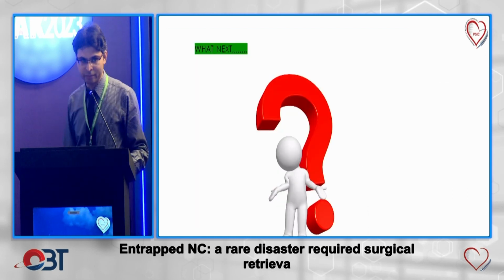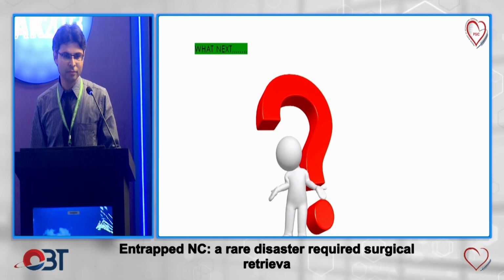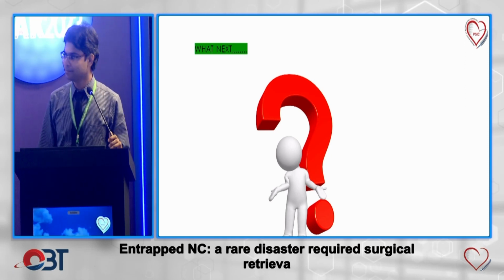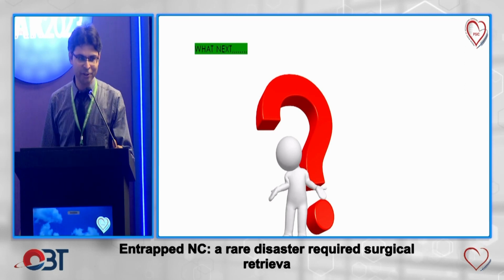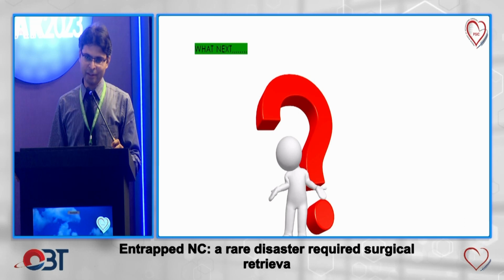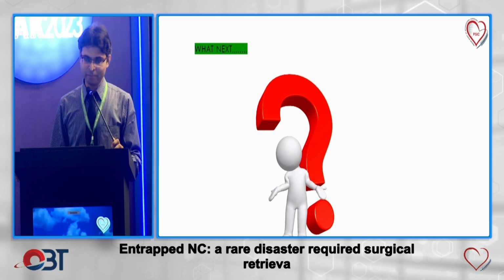So what next? Any idea from the audience? Our NC is in the patient's RCA, and the patient presented with inferior AMI.